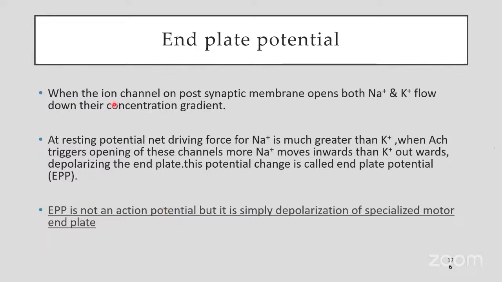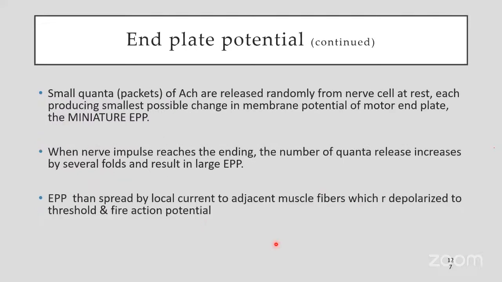When the ion channel on the postsynaptic membrane opens, both sodium and potassium flow down the concentration gradient. At resting potential, the net driving force for sodium is much greater than for potassium. Hence, when acetylcholine triggers opening of these channels, more sodium moves inward than potassium outward, resulting in depolarization of the end plate, which generates an end plate potential. This is not an action potential, but simply depolarization of the specialized motor end plate.